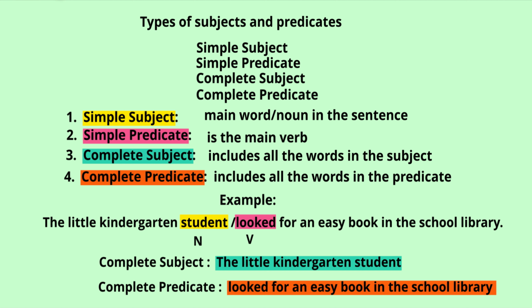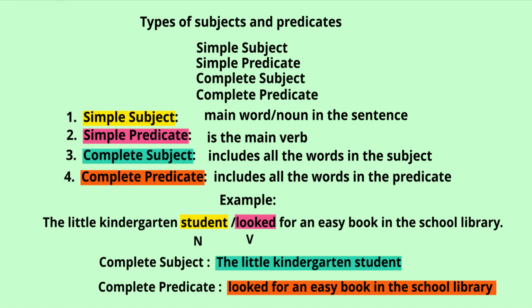So let's see an example so that you can understand it very clearly. The little kindergarten student looked for an easy book in the school library. So what is the noun in this sentence? Student is the noun in the sentence. The little kindergarten student means the little kindergarten is that you're expanding or you're adding more or modifying the noun. So noun is just the student. So the simple or the main word or noun in the sentence is student. So that would be the simple subject.